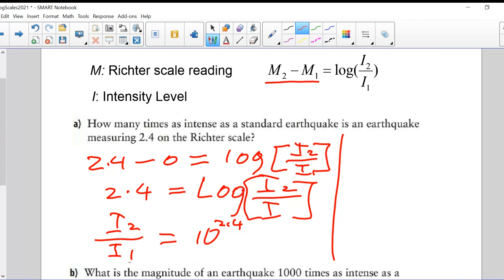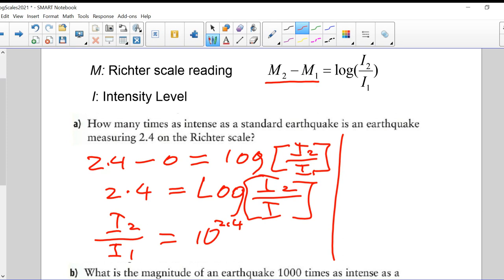So we're going to actually solve for the I2 over I1. How many times as intense? How many times more intense? So here's what I needed to do. As you can see on the screen, I need to find out what 10 to the power of 2.4 is, because that will answer the question of how much more intense that is compared to the low-level earthquake. Can you please tell me what 10 to the 2.4 is? I need somebody to help me out with that. 10 to the 2.4, that's what's on the screen, 251.2.